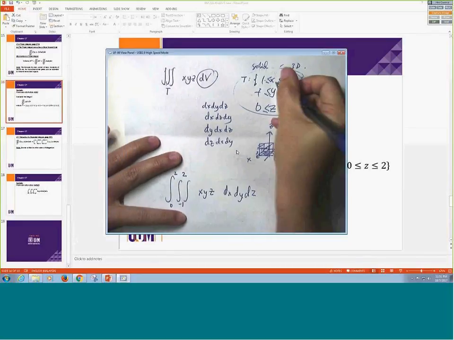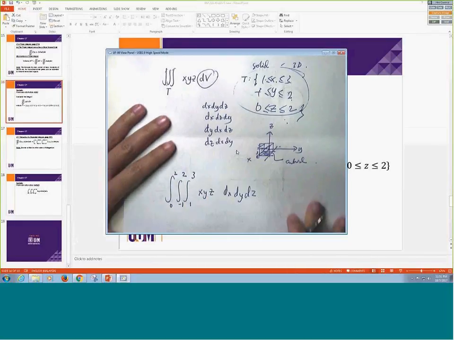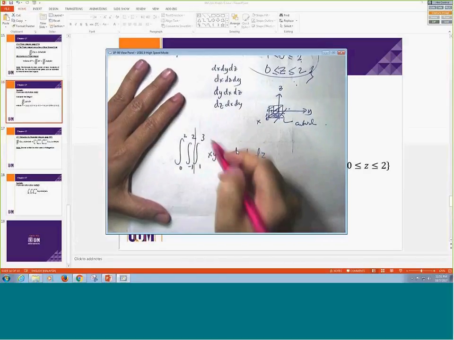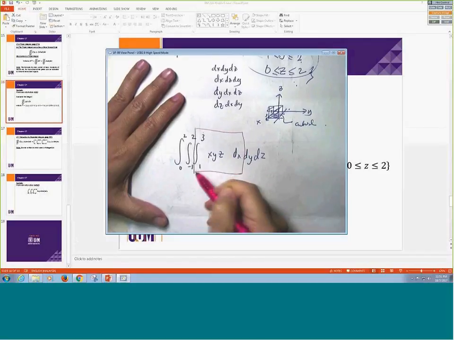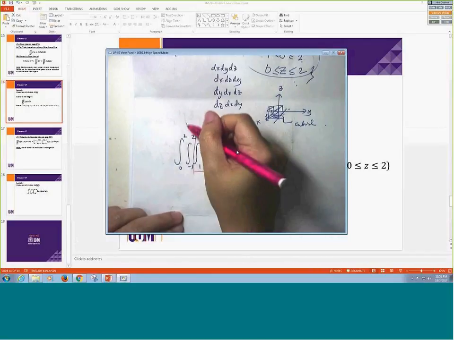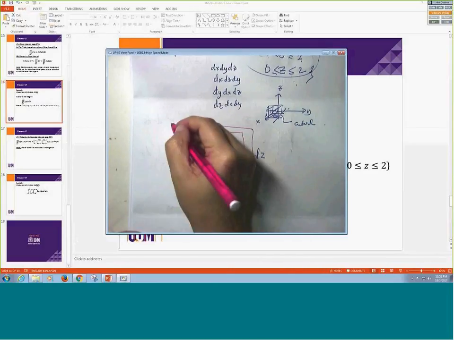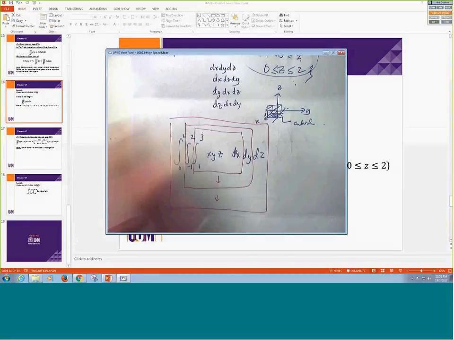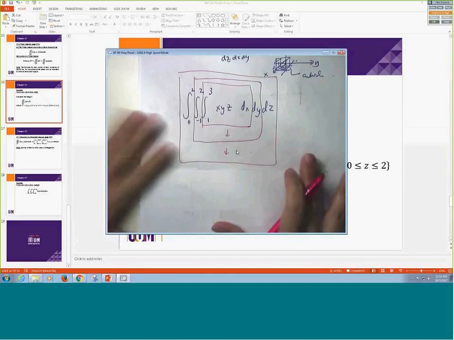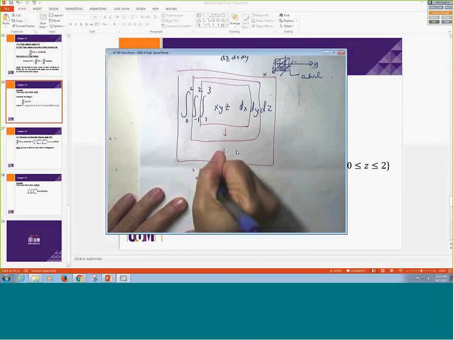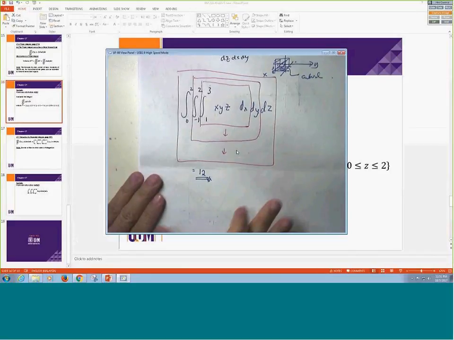When you solve, we say it's solved iteratively. You solve for the dx first. When you get the answer, you solve for dy, and then get the answer, then you solve for the dz. You should be able to obtain the answer 12. Let you try and see whether you can get the answer 12. If you don't get it, then we may discuss in the forum, in the e-learning portal.